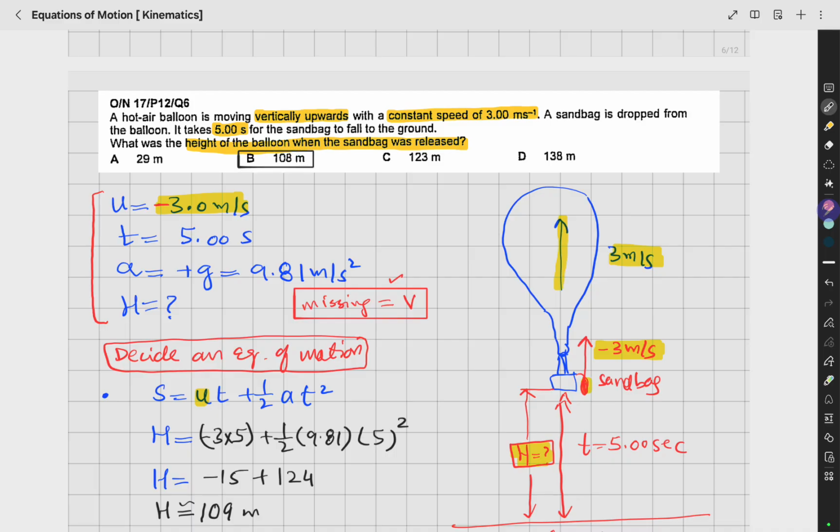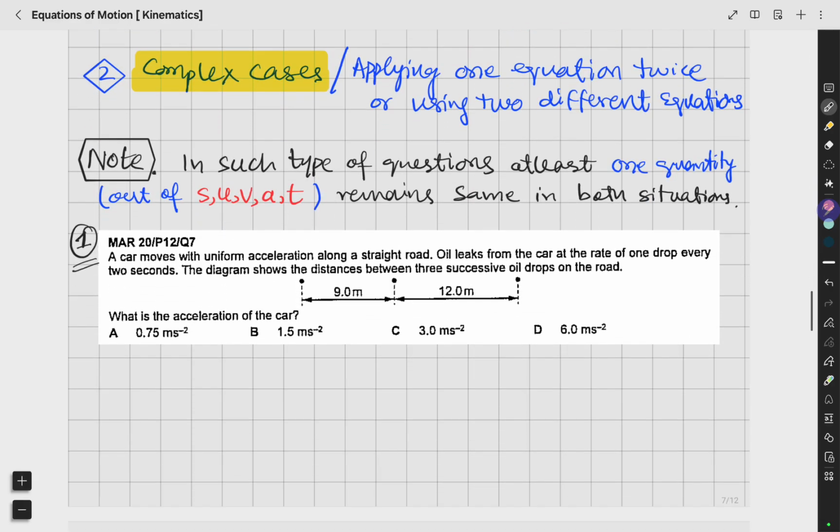So the key point was the initial velocity is negative. Why? Because it was opposite to displacement, because the displacement is downward, it is going downward. If the displacement is downward, you have to take the velocity as negative.